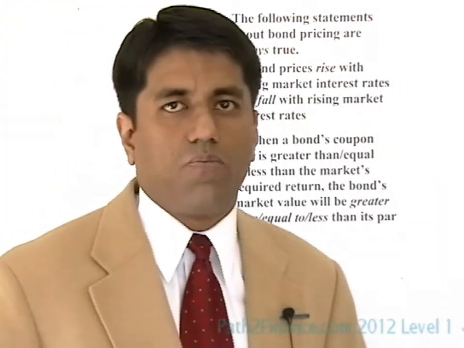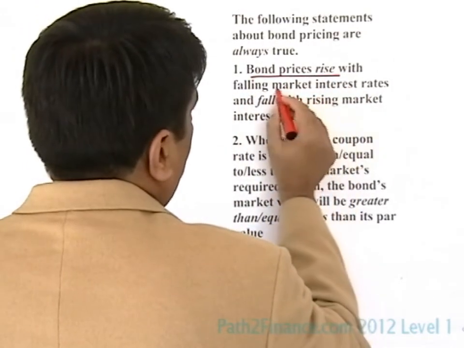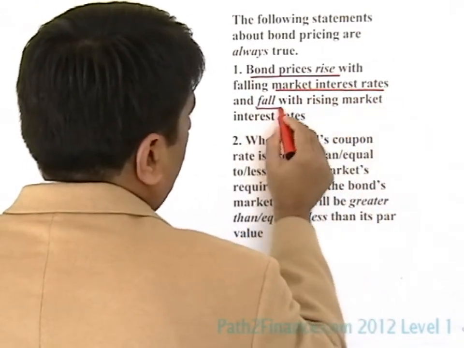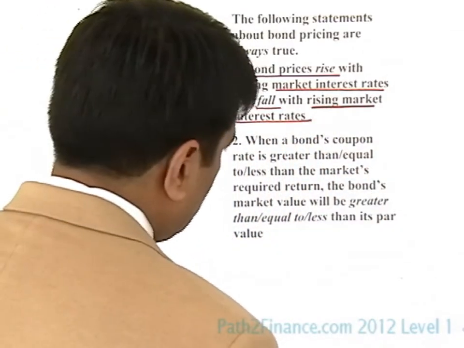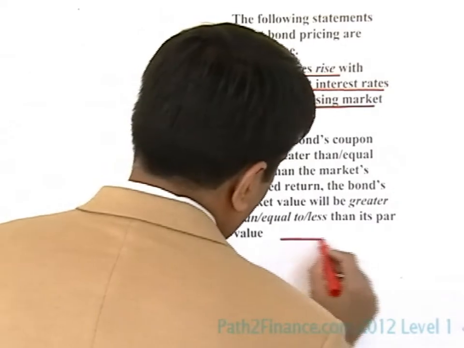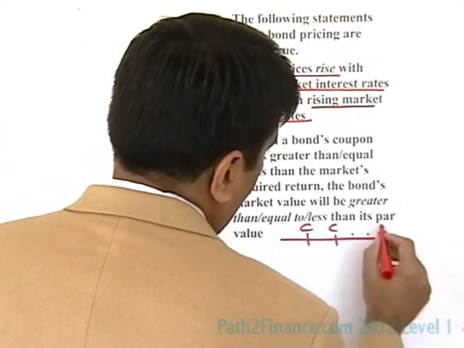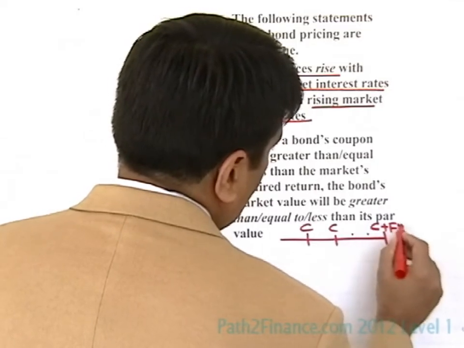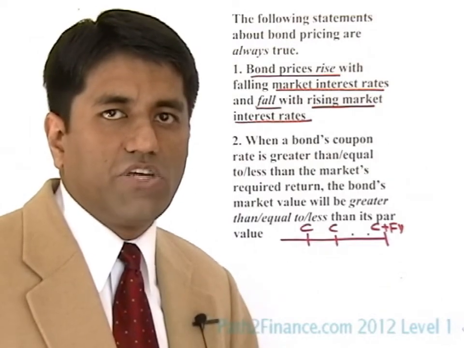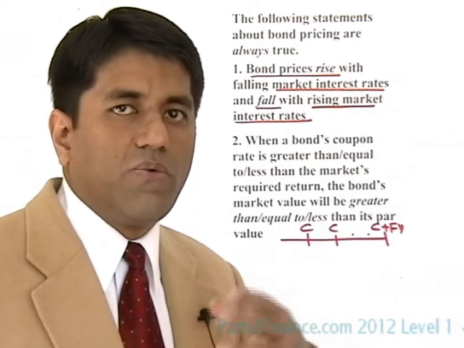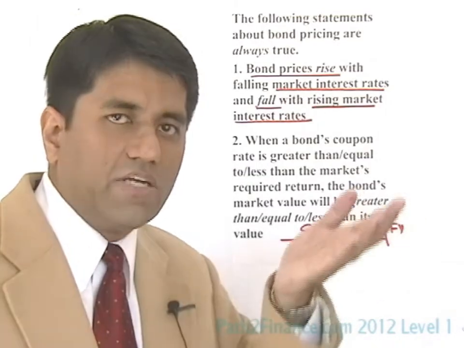So these statements about bond pricing are always true. Bond prices rise with falling market interest rates and fall with rising market interest rates. The reason being that the coupon payments to a bond and the face value payment do not change as the market rates of return change. So the way the rate of return for this asset changes is by adjusting the price.